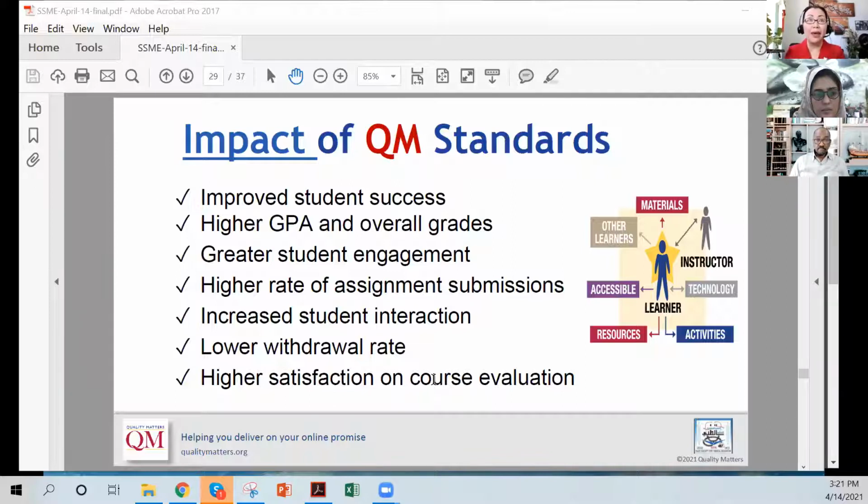Improved students' grades and engagement, certainly. And if any of you need the specific data, I have them for you as well. Increased student interaction, retention, lower withdrawal rate, and overall higher satisfaction, both from the faculty as well as the students, for very simple reasons.